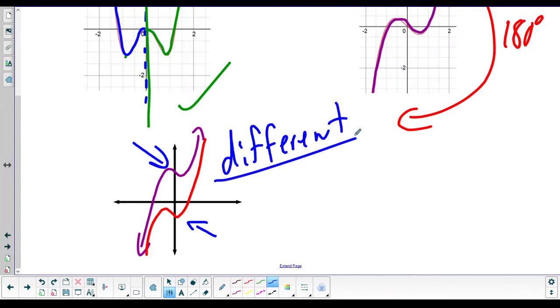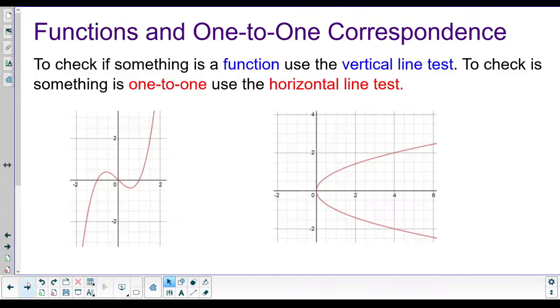Just because it's the same shape doesn't mean it's 100% the same. Has to have all the exact same x-intercepts, has to have the exact same y-intercepts. Everything has to be exactly the same. So if we rotate it and it goes from being on the bottom to the top, that's different and it's not odd anymore. This one would be neither. Okay, glad we talked about that.